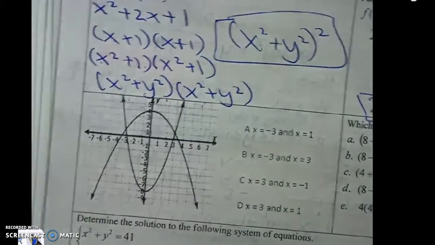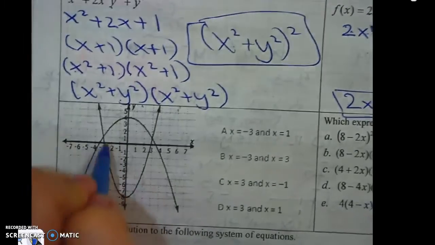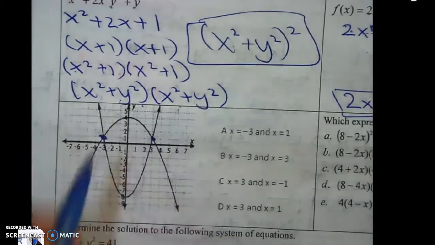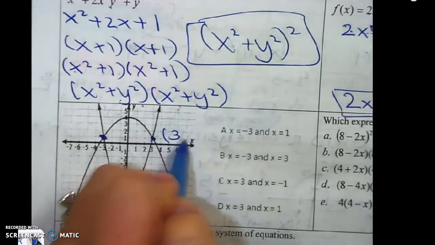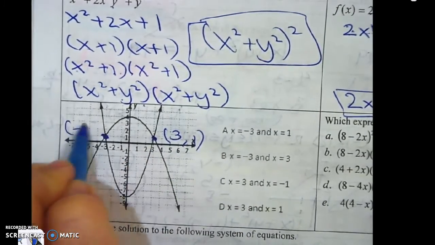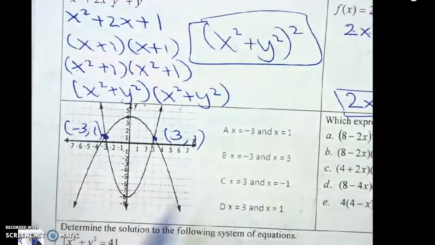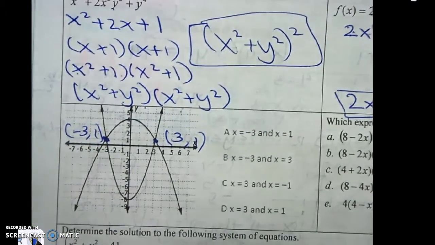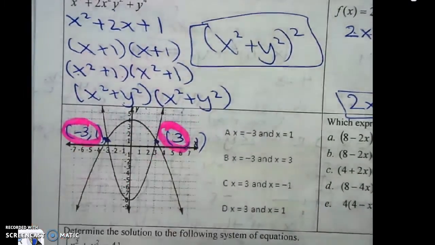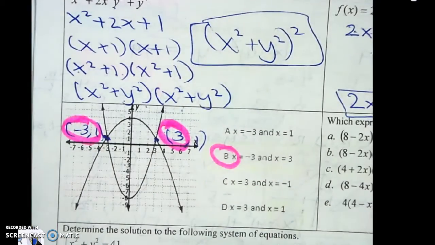All right, let's look at the next one. It looks like it's asking for the points of intersection. So it looks like that's about 3, 1. And this looks like -3, 1. But when I look at the multiple choice, all they want to know are the x values. So just focus on the x, and that's b.